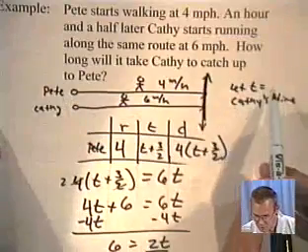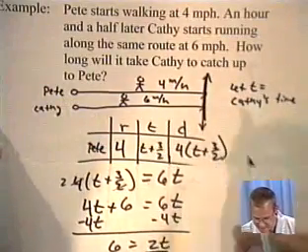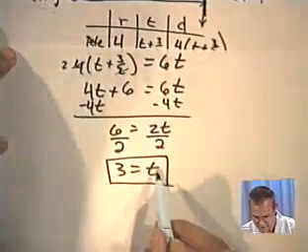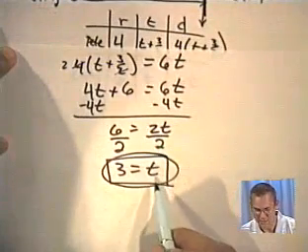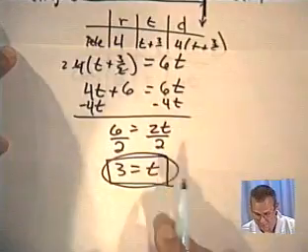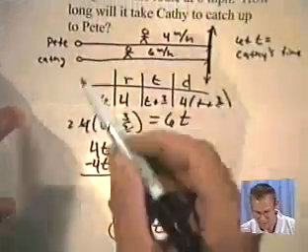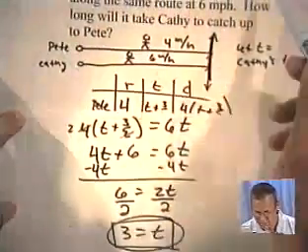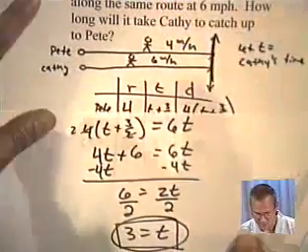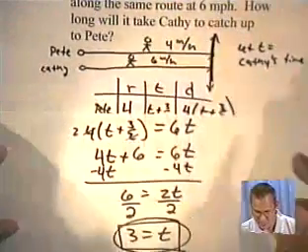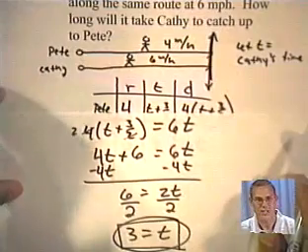Well, t was the variable for Kathy's time. That's exactly what we wanted to solve for. So Kathy's time was 3. It took her exactly 3 hours to catch up to Pete. Now you may want to review this segment of our lectures a couple of times. These problems can be tricky, but if you look over these a couple of times, it should make sense to you after a while.